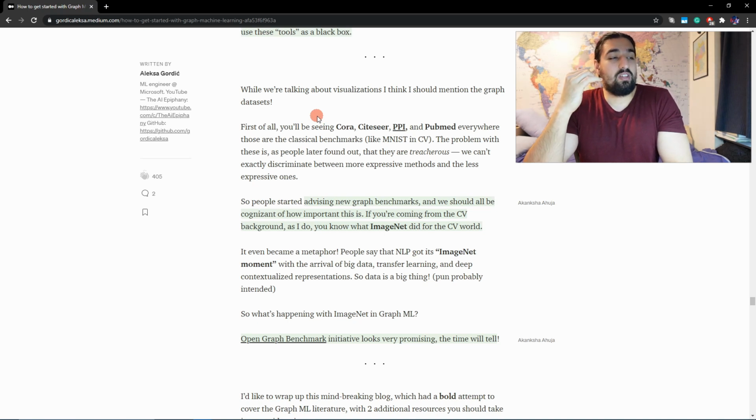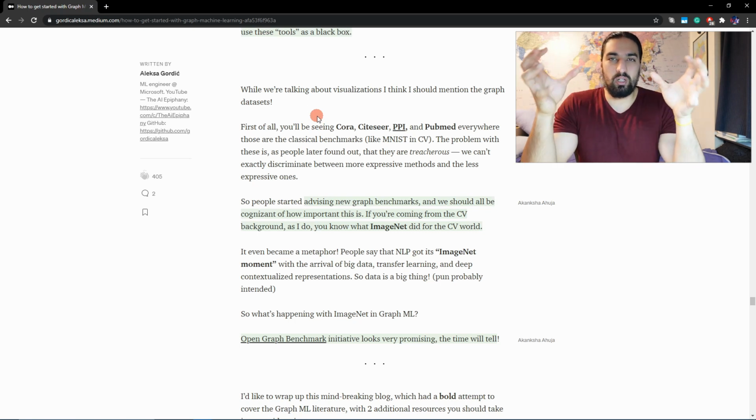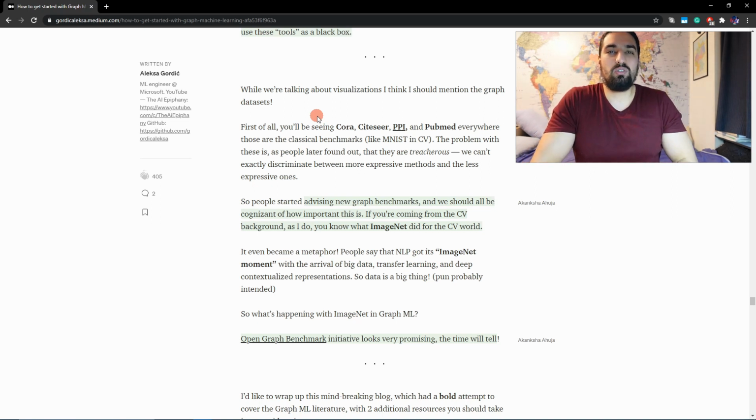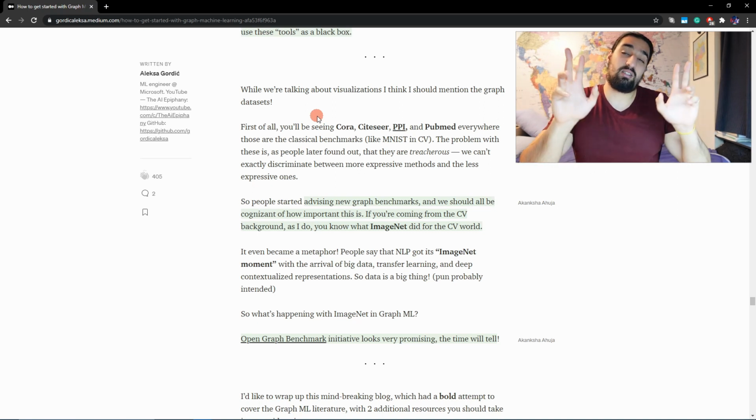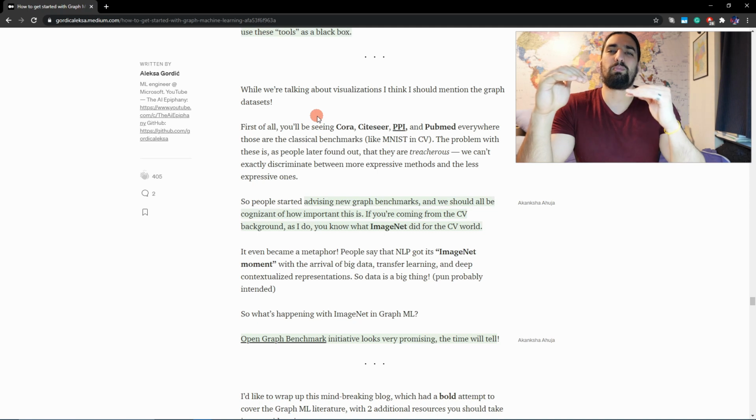And there is a problem with GraphML that people used these Cora, CiteSeer, PPI, and PubMed datasets a lot over the previous years, and only recently have we started to integrate bigger real-world graphs and use them as benchmarks. So what happened is that when you use these, let's call them toy benchmark graph datasets, similar to MNIST in computer vision, you basically can discern between much more expressive and better models from simpler baselines.